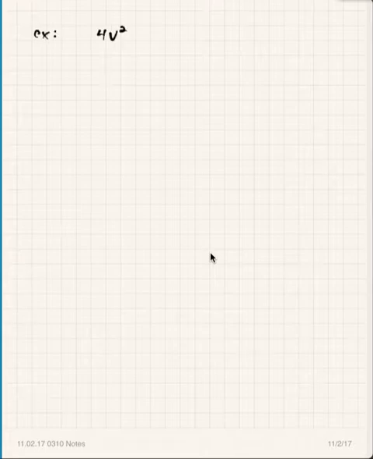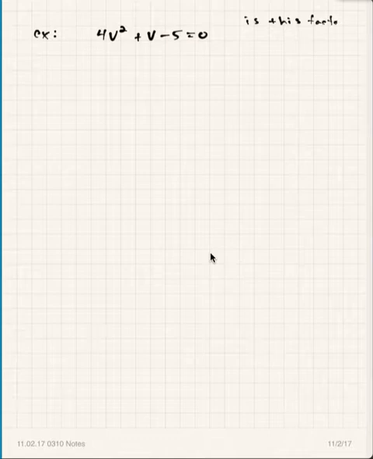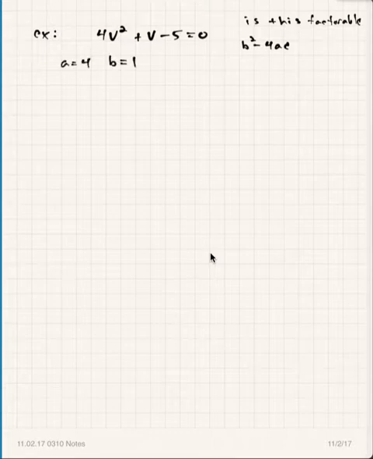So the next problem, we have 4v squared plus v minus 5 equals 0. Okay, so let's just practice the discriminant for a minute here. Is this factorable? Let's just practice that for a minute. So I would look at b squared minus 4ac in this problem. A is 4, b is 1 and c is negative 5.